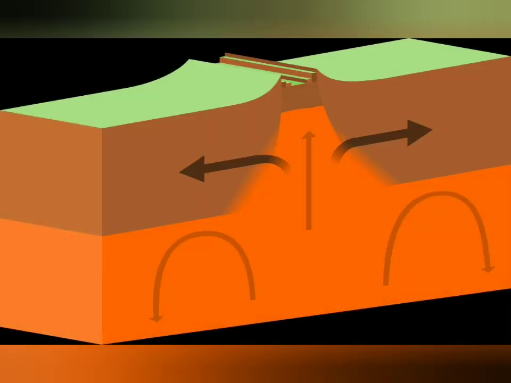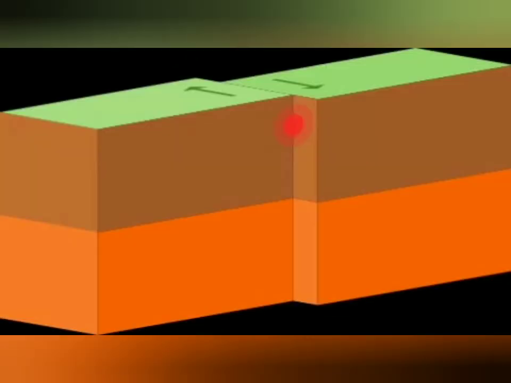Then next, we can see divergent boundary. In this movement, some plates move away from each other. That is known as divergent boundary, formed due to the movement of the plates away from each other.